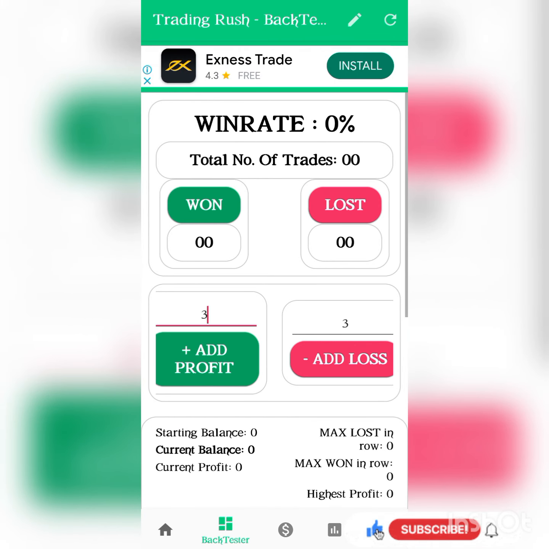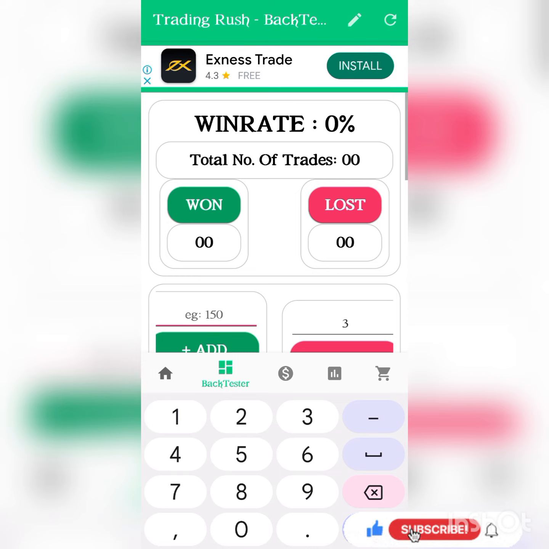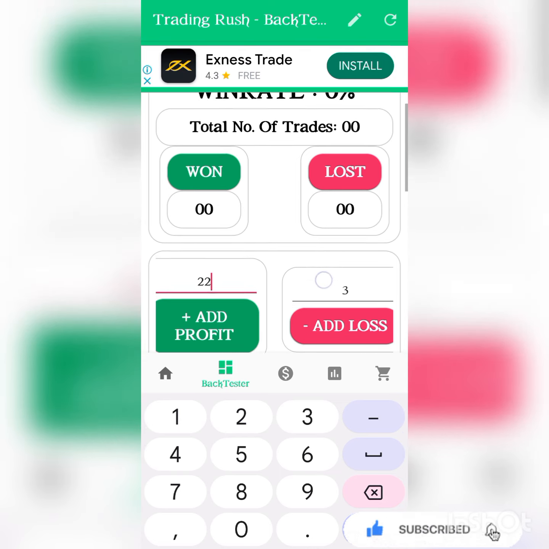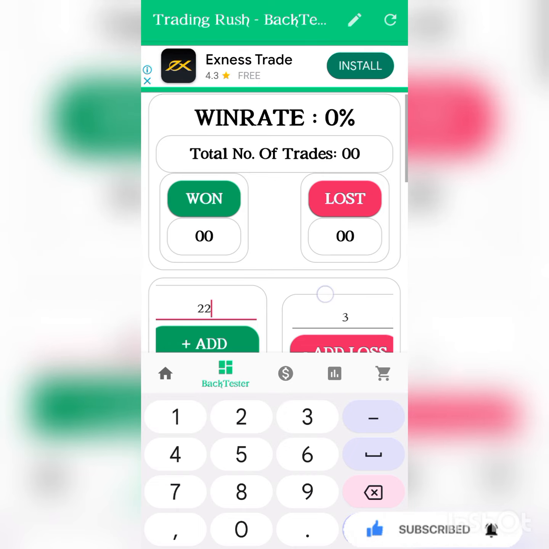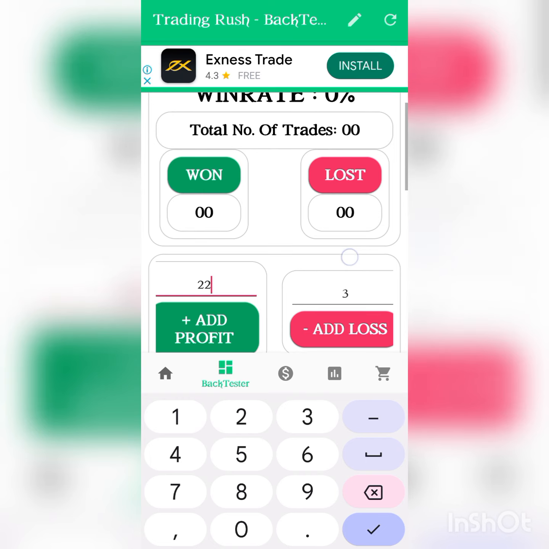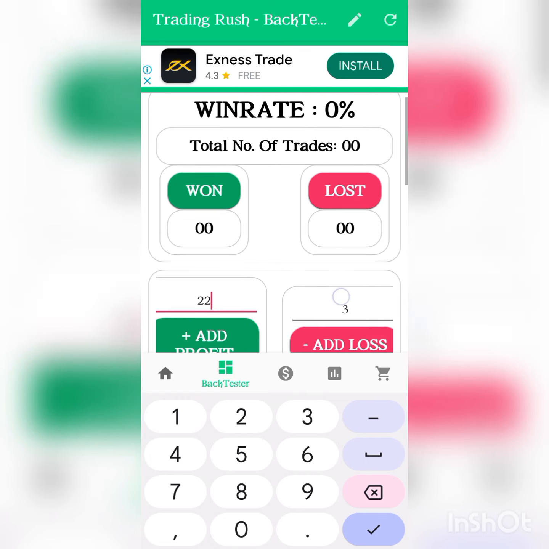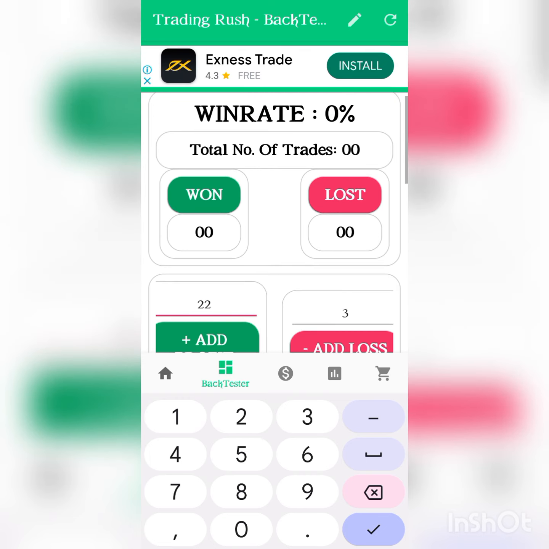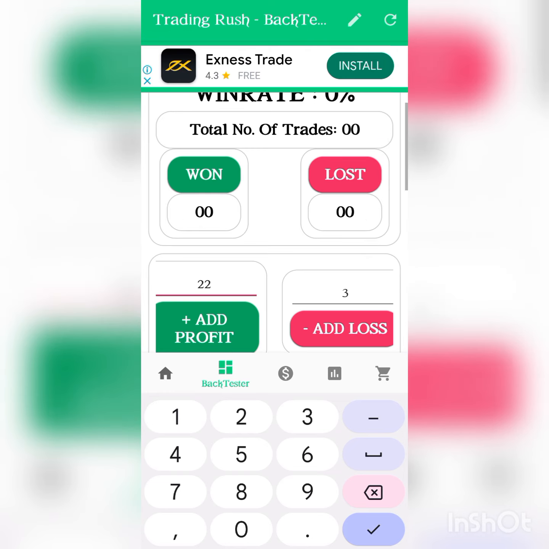Now guys, this is a back tester. This is an application we use to back test strategies. Shout out to Trading Rush. We're going to be showing you a back test of a strategy where we are consistently risking just 3% of the account. You're going to see how the equity curve turns out.